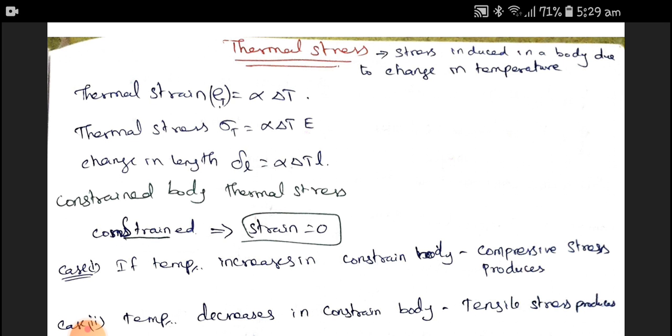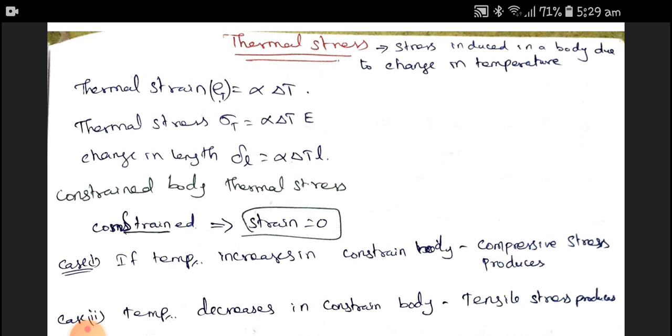First of all, we have three basic formulas. One is thermal strain: epsilon T is equal to alpha into delta T. And for thermal stress, we know that stress is directly proportional to strain, therefore stress is equal to Young's modulus into strain. Alpha delta T is the strain, and E is the Young's modulus of the material. Therefore the thermal stress sigma T is equal to alpha delta T into E.